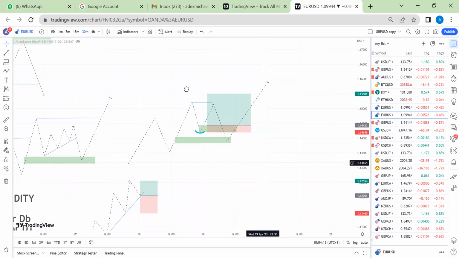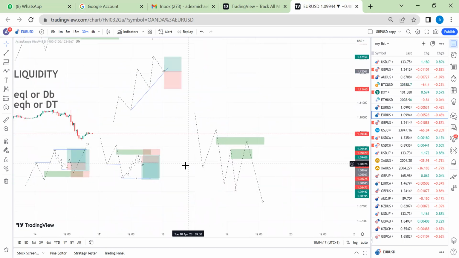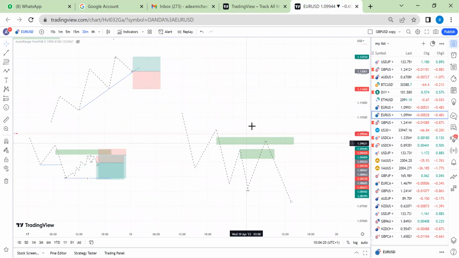Then we also have it for a downtrend right here. When price taps into this, we use this low here as liquidity to tap into the order block and take it down. All right.